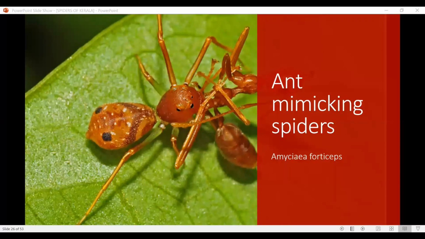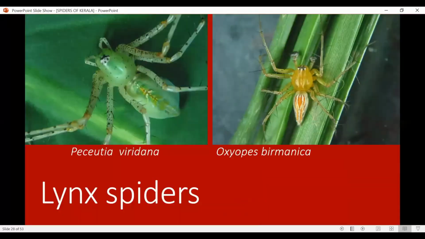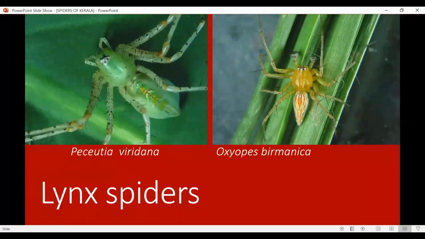Now on the next slide, you can find a lynx spider. Lynx spiders belong to the family Oxyopidae. Our most common genus is Oxyopes. Several species of Oxyopes may appear quite similar to each other, but we have several species. Oxyopes birmanicus is there. Another here is Oxyopes shweta. This is another species. Then there is Peucetia viridana. These are the different species that you can find in the family Oxyopidae.